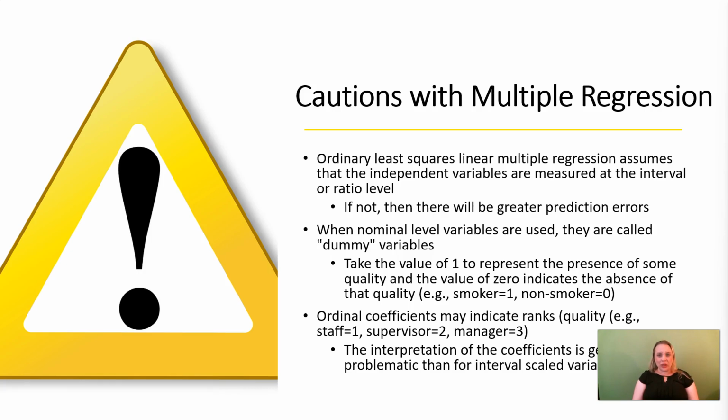Some more cautions. OLS assumes that the independent variables are measured at interval or ratio level. If not, we end up with a lot of prediction error. When we have nominal level variables, we need to use dummy variables. And ordinal coefficients may indicate ranks. So 1 could be staff, 2 supervisor, 3 manager. When we interpret the coefficients, it becomes really problematic if we treat that as an interval scale without it being a ratio scale. So oftentimes if you have an ordinal scale like that, it might make more sense to turn those into dummy variables or find a different way to code that data.